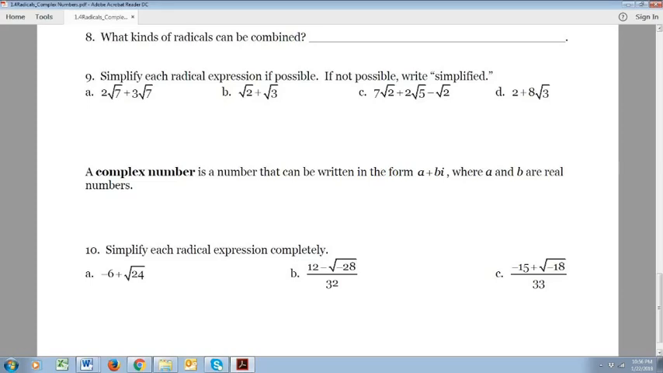On number 8, it says what kind of radicals can be combined? That would be using addition or subtraction, and we would say like radicals. Like radicals have the same root and the same radicand. So they're not both just square roots. They have to have the same number under the radical. So you can see on number 9a, those are like radicals because they both have a square root of 7. They're both square roots, and the radicand is 7 in both.